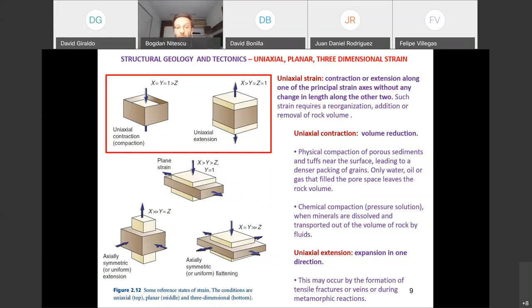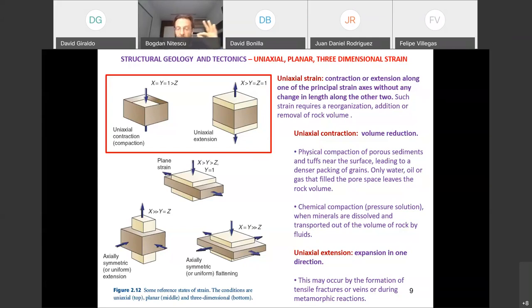And the other option would be to extend it. This is called uniaxial, one axis, with extension only along this axis and no change horizontally, as you see here. This is basically expansion. This can happen when you imagine a volume of rock that creates some fractures. They are called tensile fractures. So basically, a little volume of empty space is added, and you have extension.